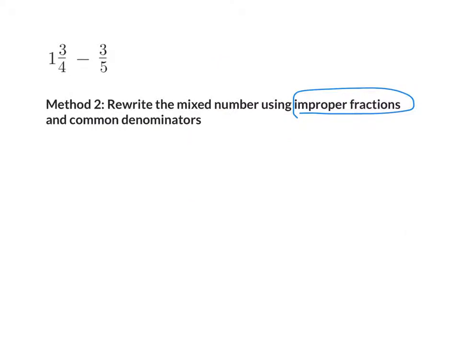Okay, method 2, we are going to convert those numbers into improper fractions. We know that 1 3/4 is the same thing as 1 plus 3/4. Do you agree? Instead of writing 1, how can I write that as a fraction? 4/4. So is 1 3/4 the same thing as 4/4 plus 3/4? Is it? Okay, so that means that 1 3/4 is the same as how many fourths? 7/4.